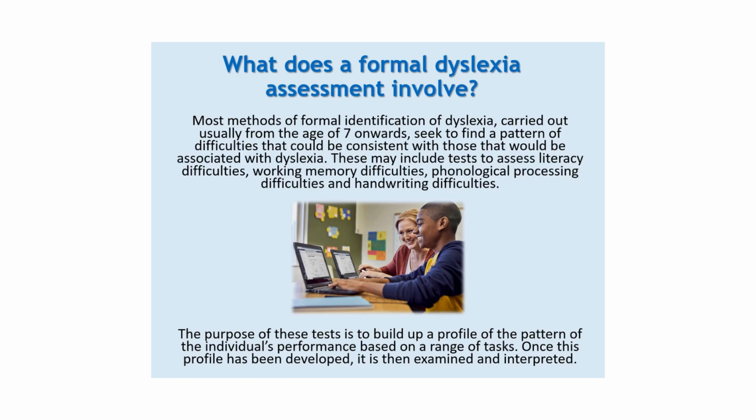What does a formal dyslexia assessment involve? Most methods of formal identification of dyslexia, carried out usually from the age of 7 onwards, seek to find a pattern of difficulties that could be consistent with those that would normally be associated with dyslexia. These may include tests to assess literacy difficulties, working memory difficulties, phonological processing difficulties, and handwriting difficulties. The purpose of these tests is to build up a profile of the pattern of the individual's performance based on a range of tasks. Once this profile has been developed, it is then examined and interpreted.